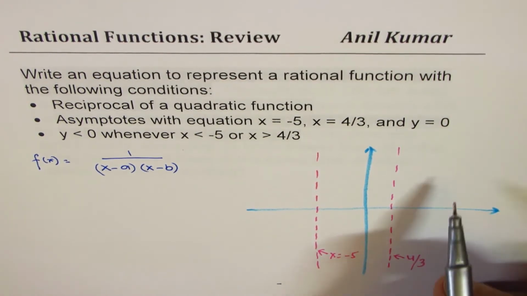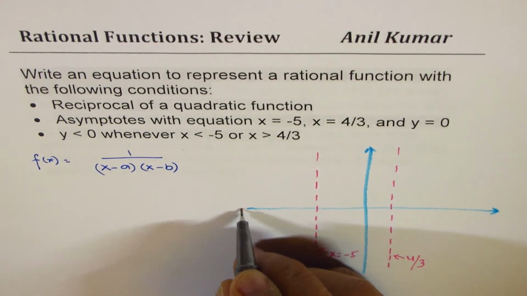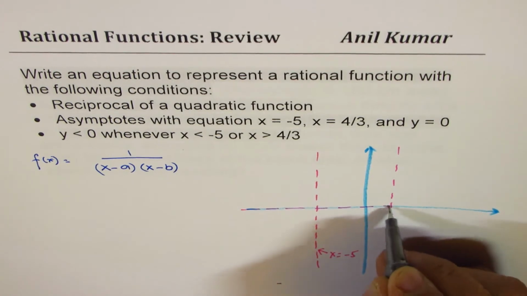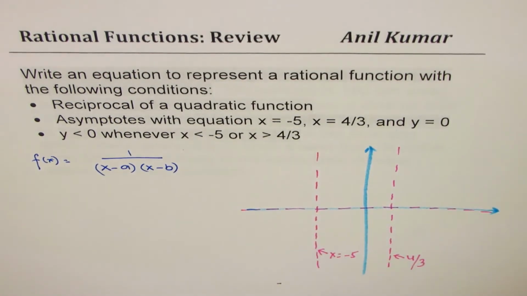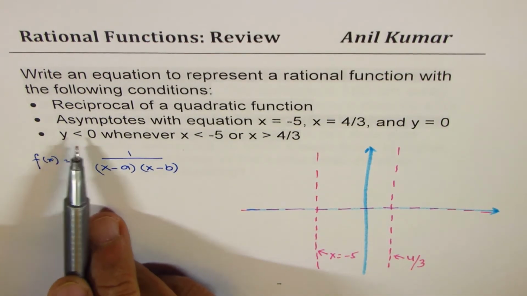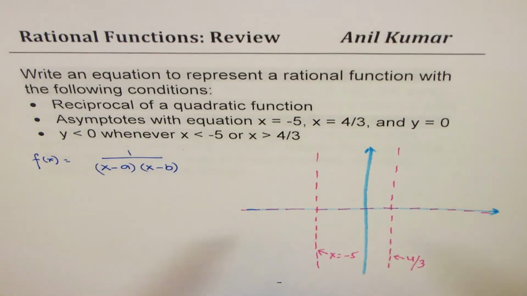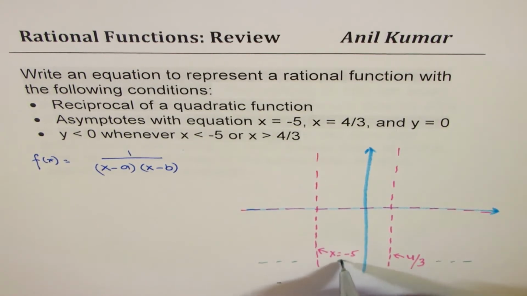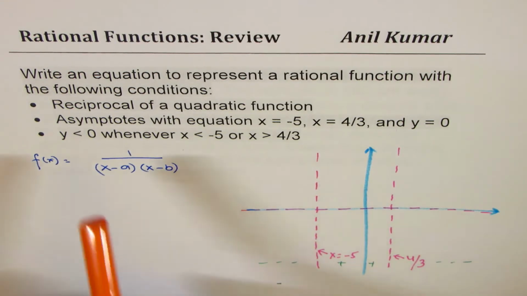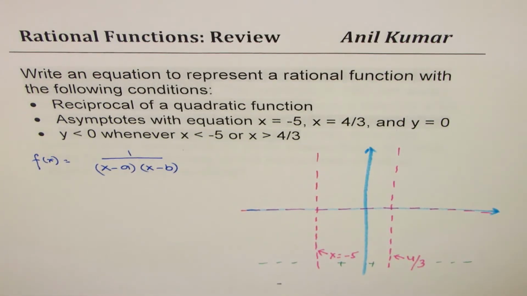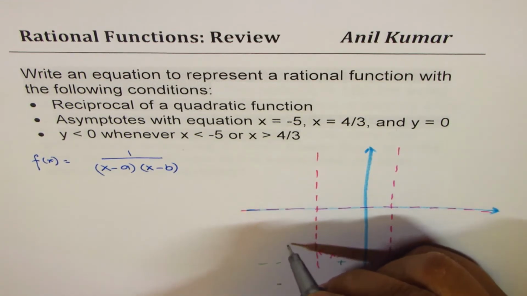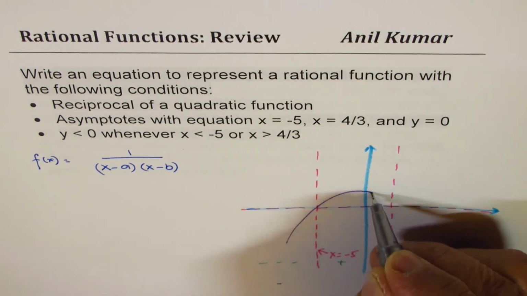Now it says that y equals 0. That means this is your horizontal asymptote. So for a reciprocal function, as you know, the horizontal asymptote will be y equals 0. Now it is negative, less than 0, whenever x is on the left side of this. So we are looking for negative values here and negative here and positive there, correct? So that means the parabola should open downwards. Does that make sense to you? Otherwise it cannot be negative, right? So that negative specifies that the parabola should be kind of like this. Does it make sense to you?